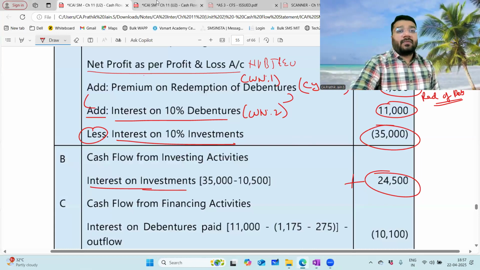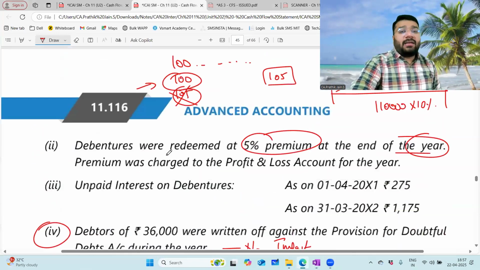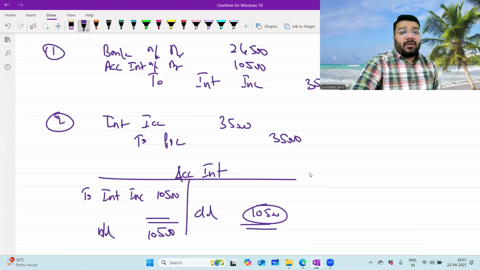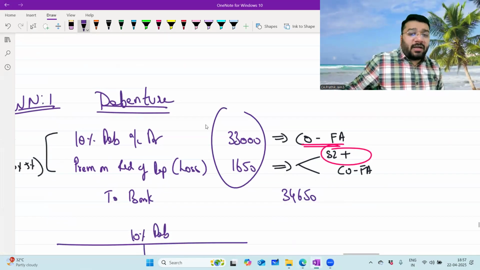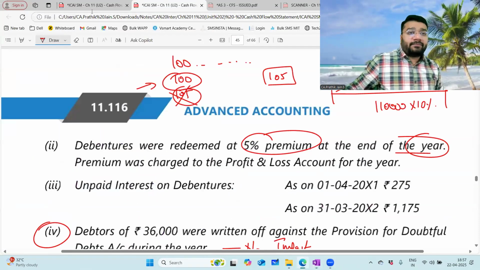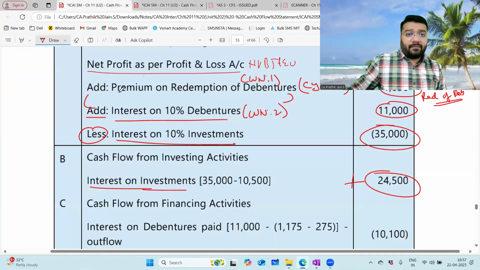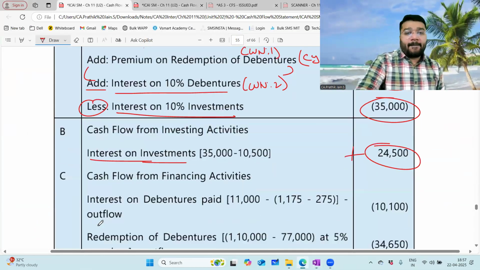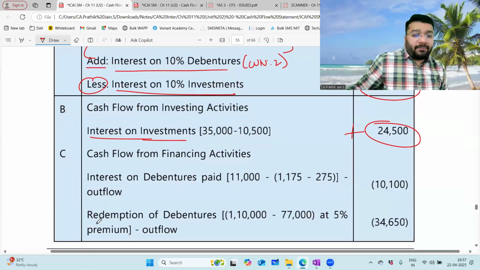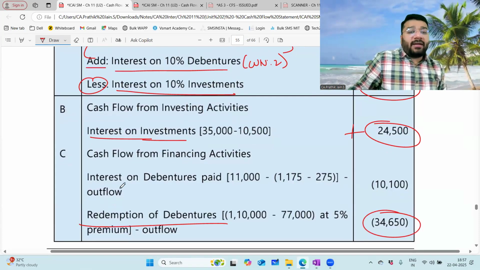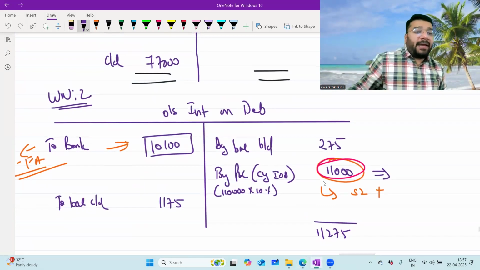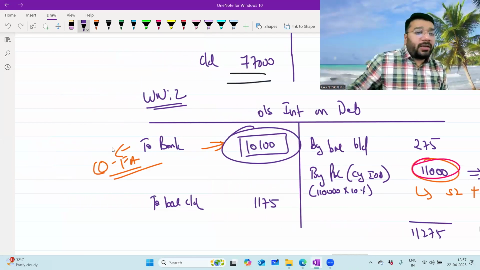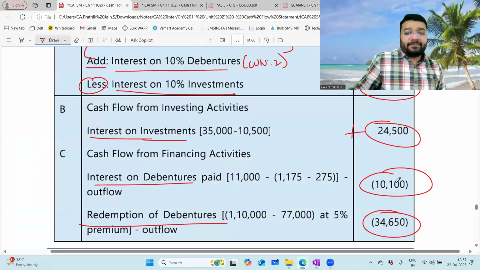Done? Coming back. Guys, the debentures were redeemed. So what is the cash outflow? Total money outflow is 34,650. So redemption of debenture 34,650 and interest on debenture paid is 10,100. We already wrote it. This is a cash outflow from financing activity.